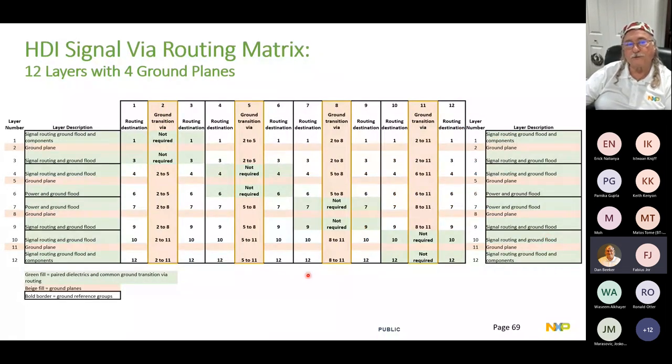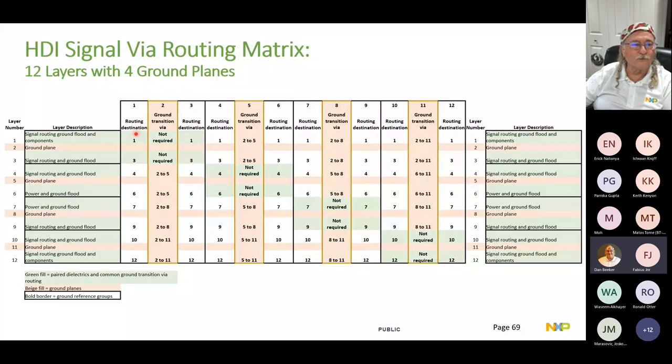12-layer board is another good one. I like board stacks that are even multiples of 3, because then I can use ground planes in each of the triplets. So I got a ground on 2, 5, 8, and 11. I've got 4 sets of paired dielectrics, and those layers take care of themselves. I just have to worry about how do I get from each of those paired dielectrics to the adjacent pair, wherever I want it to go.